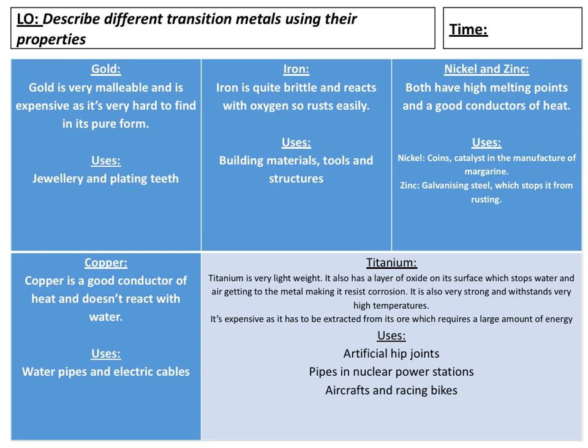Nickel and zinc, they both have very high melting points. They're good conductors of heat. They weren't an example on the previous slide, but nickel was used to make coins. Zinc is good for galvanizing, so covering other metal surfaces to stop them from reacting. So galvanization can be used to cover steel, for example, to stop it from rusting.